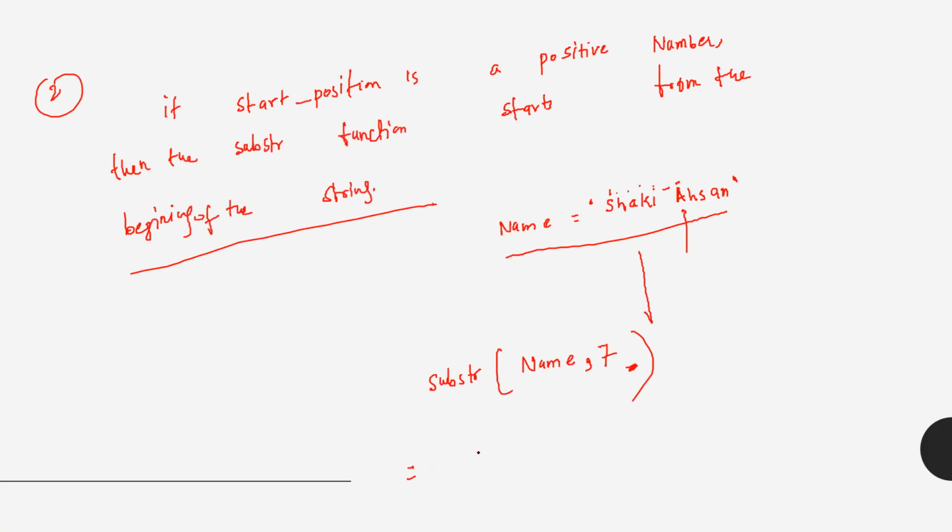So what will be the value which will be returned? 1, 2, 3, 4, 5, 6. 7th character is A. So 1, 2, 3 till the end of the string. So it would be Ehsan. Third point.